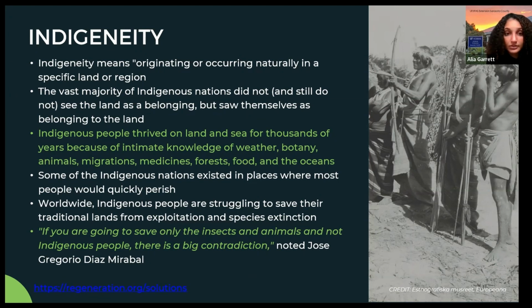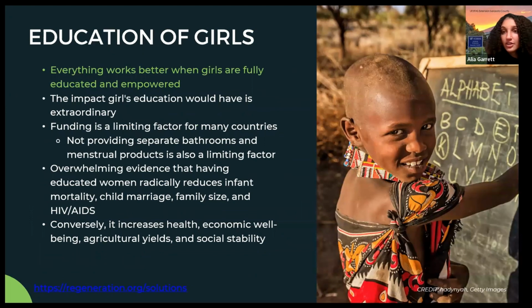So worldwide, indigenous people are struggling to save their traditional lands from exploitation and species extinction. This is a great quote. It says, if you are going to save only the insects and animals and not indigenous people, there is a big contradiction. Education of girls. Everything works better, everything, when girls are fully educated and empowered.